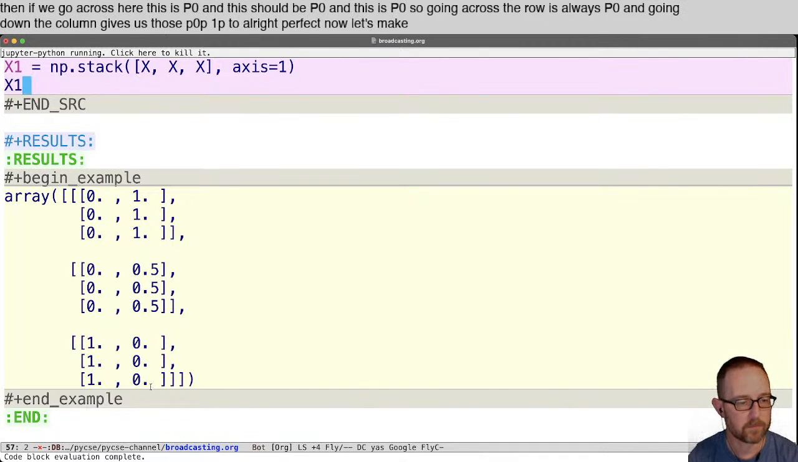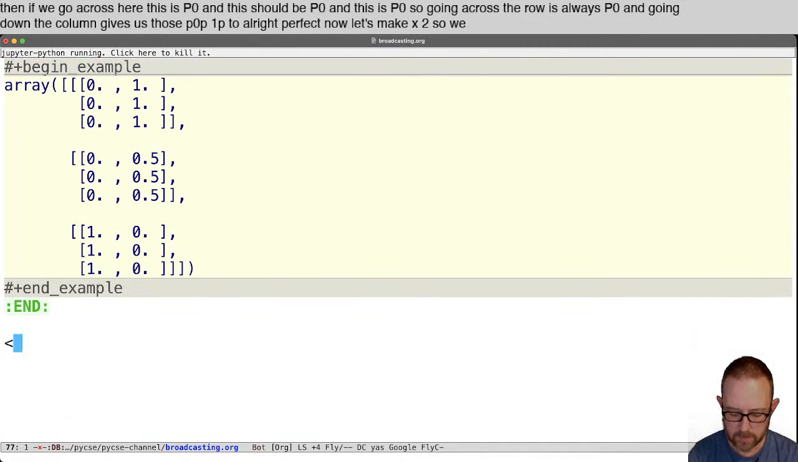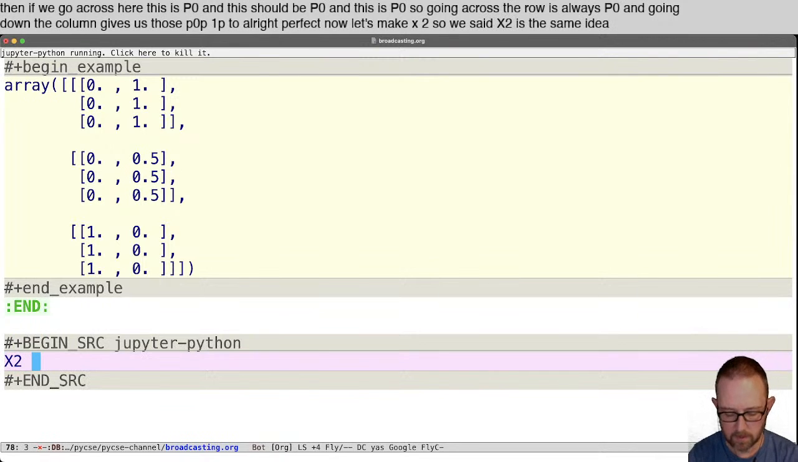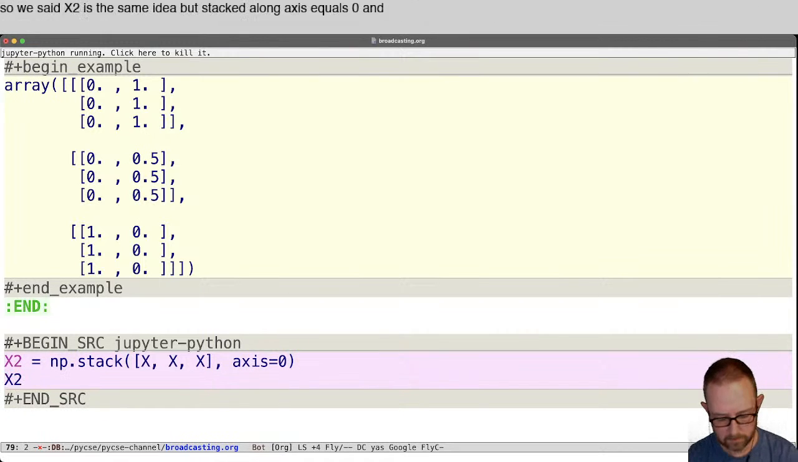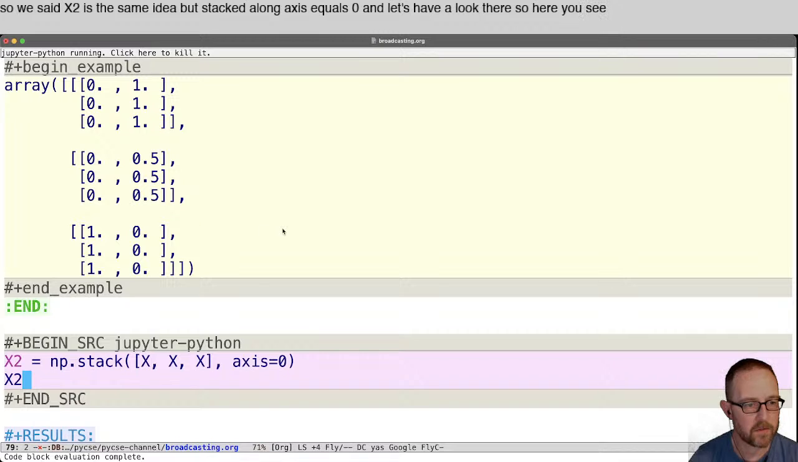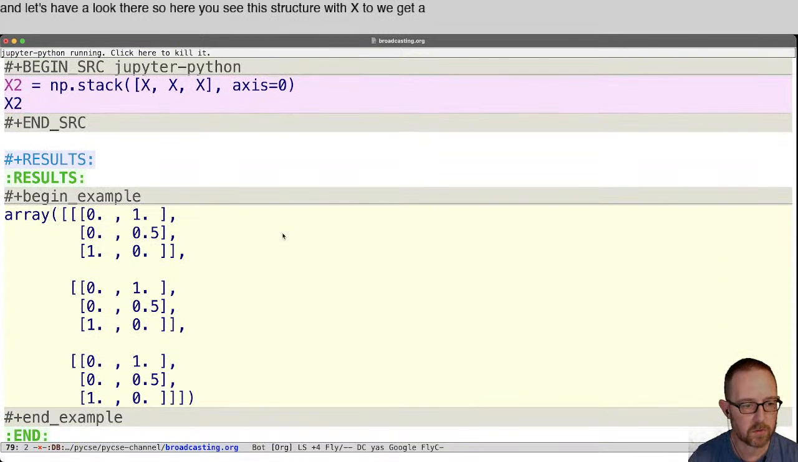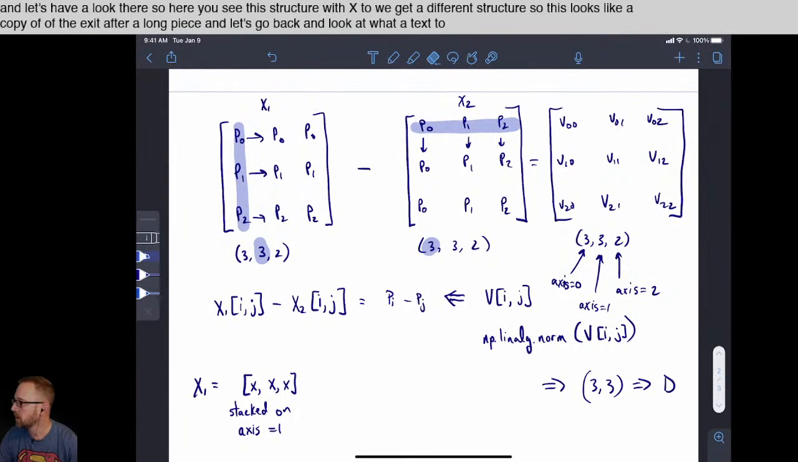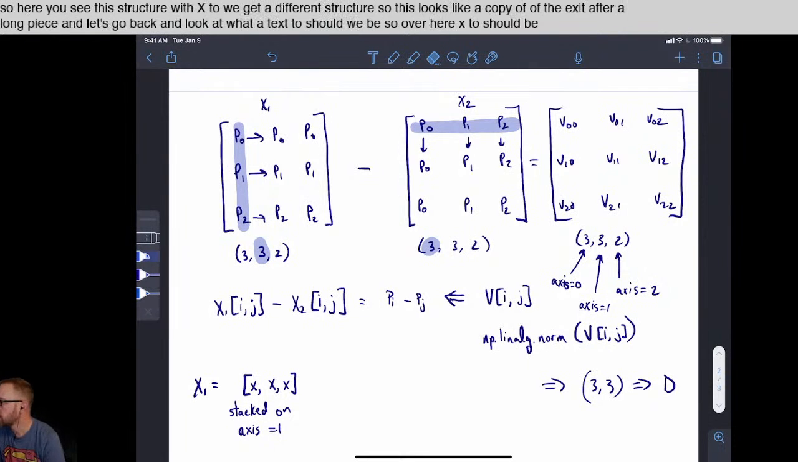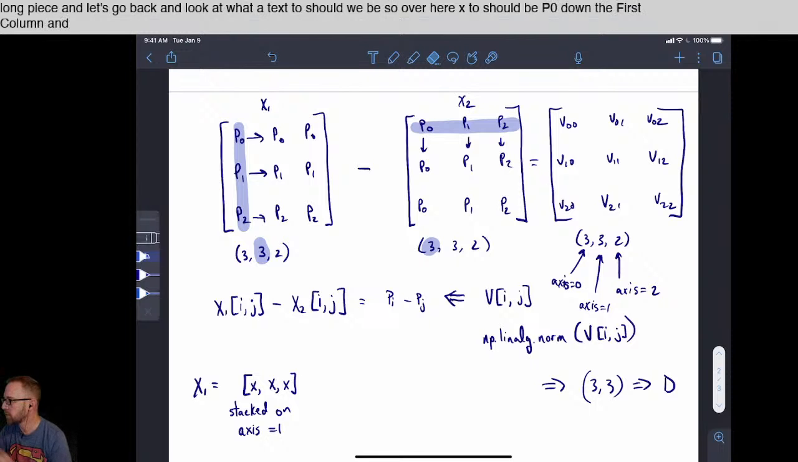Now let's make x2. So we said x2 is the same idea, but stacked along axis equals 0. And let's have a look there. So here you see this structure with x2, we get a different structure. So this looks like a copy of the x vector along these. And let's go back and look at what x2 should be. So over here, x2 should be p0 down the first column and p1, p2 along the first row.